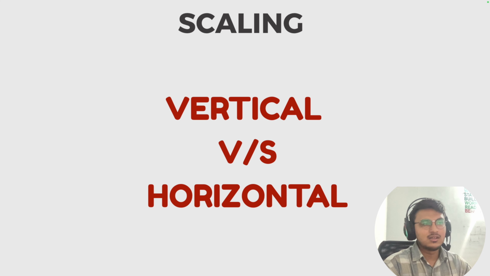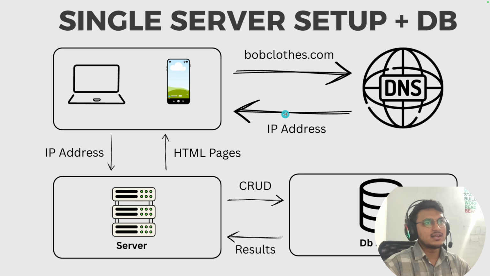So currently, if you see Bob's condition, we have the single server setup, but with a DB. So now he can take the order, process it, and do whatever he wants. He can also store it. Now, Bob's business was working pretty fine, and he was having lots of users.